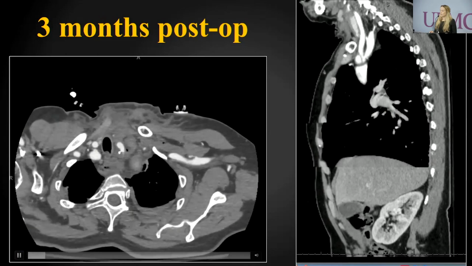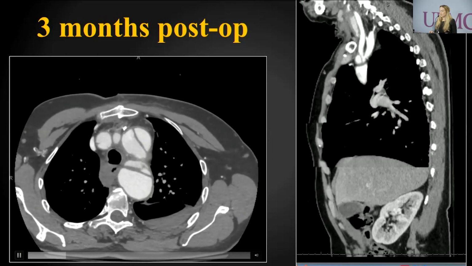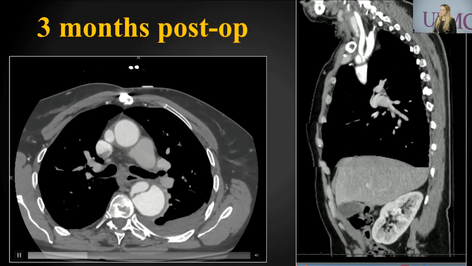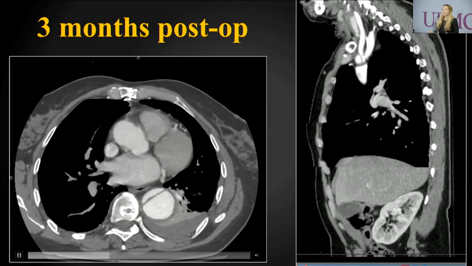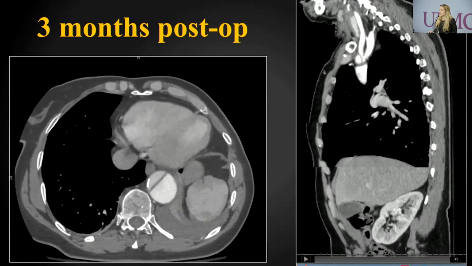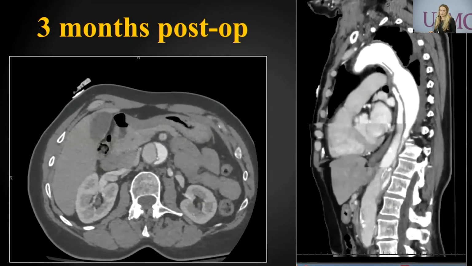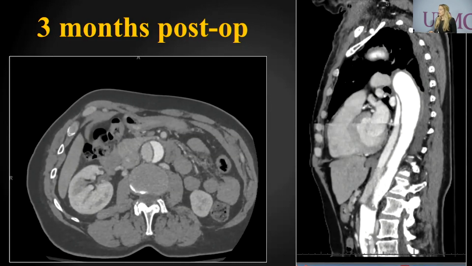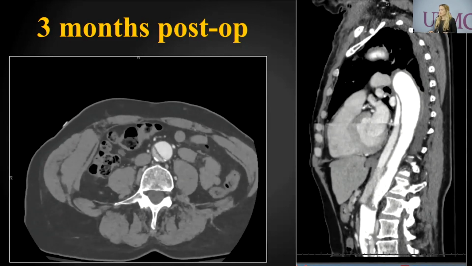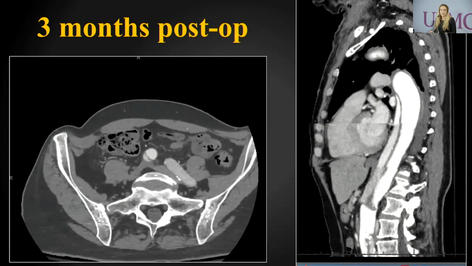This is her 3-month post-op follow-up scan. She did develop a residual type B dissection with aortic degeneration. Her initial scan measured the proximal descending aorta at 3.6 centimeters, and it now measured 4.5 centimeters, representing a 9 millimeter growth during that time period.